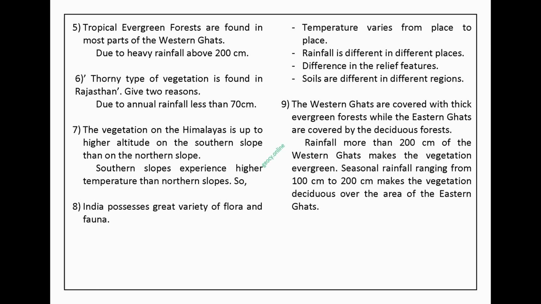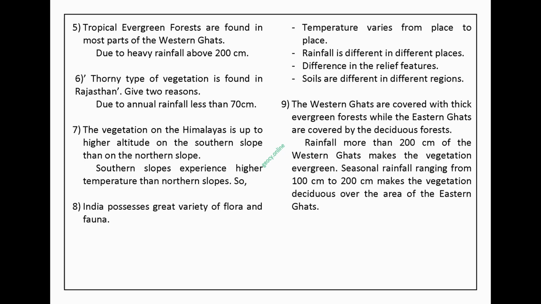So, India possesses great variety of flora and fauna. Temperature varies from place to place. Rainfall is different in different places. Difference in the relief features. Soils are different in different regions.